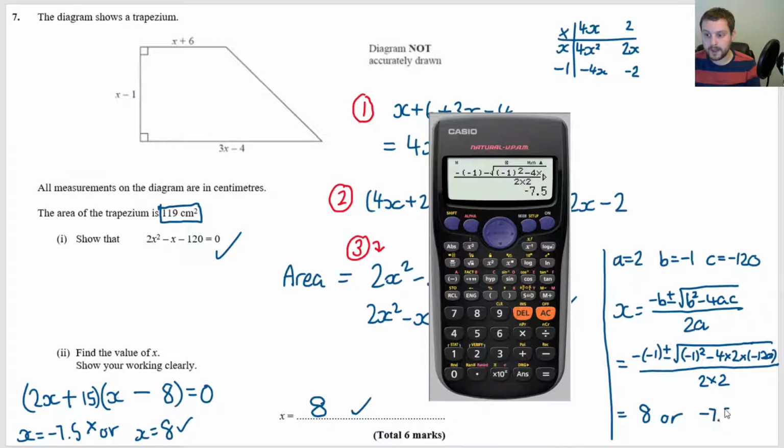And then the same idea will apply. You can only pick this 8 because all of these have to be positive because they're a length of a side.